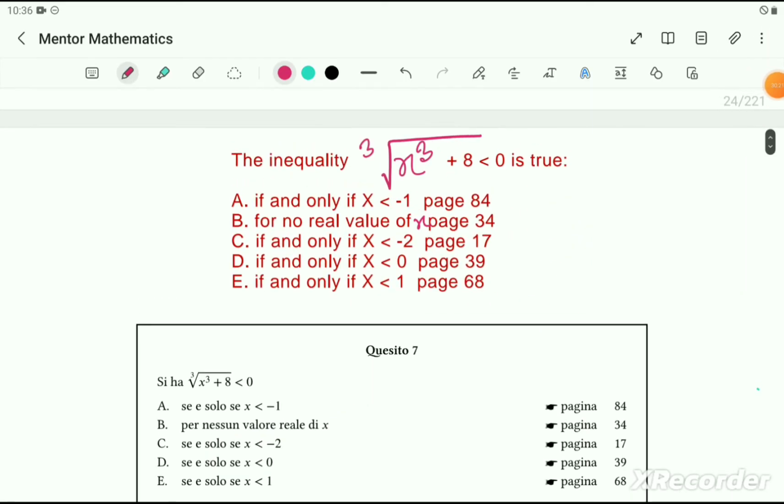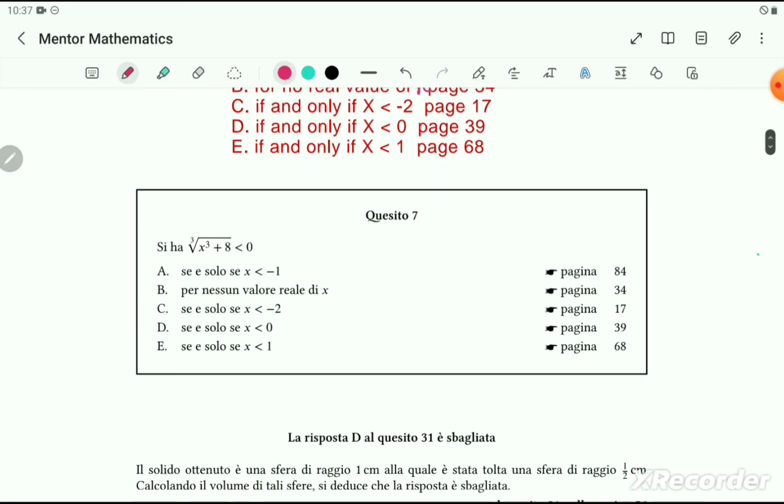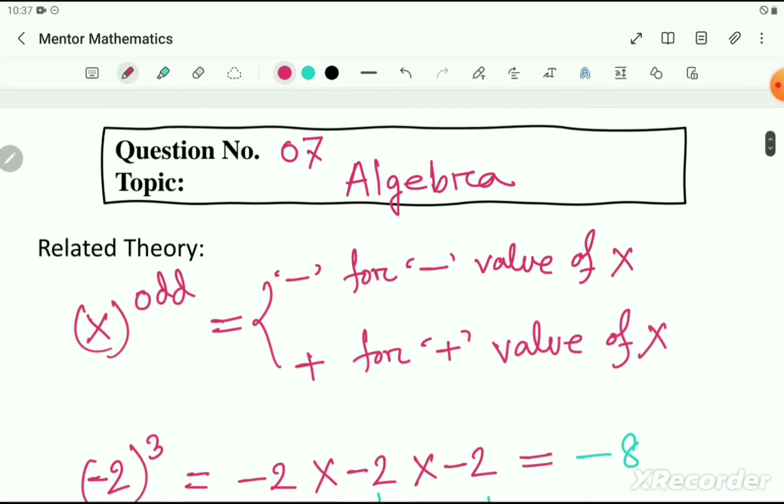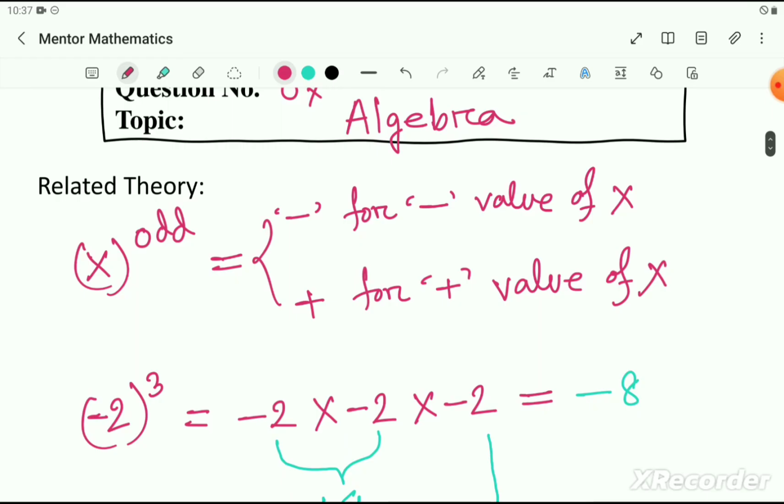Okay, so this is our problem 7. So let's read. The inequality cube root of x cube plus 8 less than 0 is true if and only if x less than or equal to minus 1, for no real value of x, if and only if x less than minus 2, if and only if x less than 0, if and only if x less than 1. So let's solve this problem. This is a problem from algebra, and we already know some basics I discussed in the previous problem.